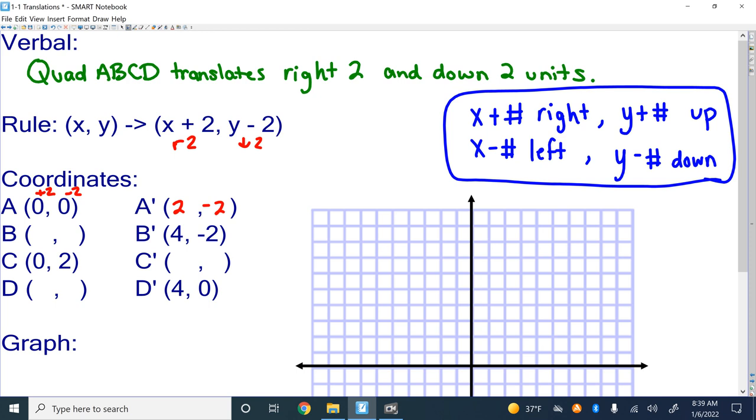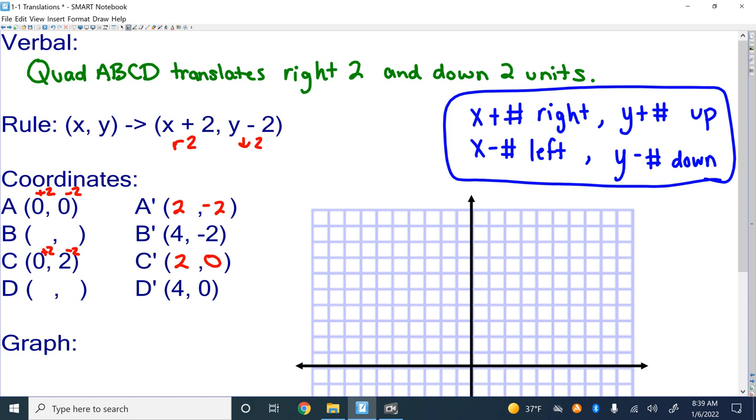Now, we don't have the coordinates of point B, so let's move to point C and do the same thing. Add 2 and minus 2, what coordinate do I go to? 2, 0. Add 2, minus 2, 2, 0. So if I'm going this direction, I add to the x, I minus to the y.